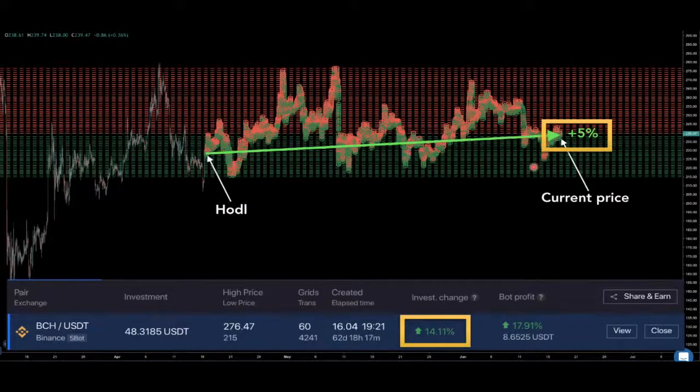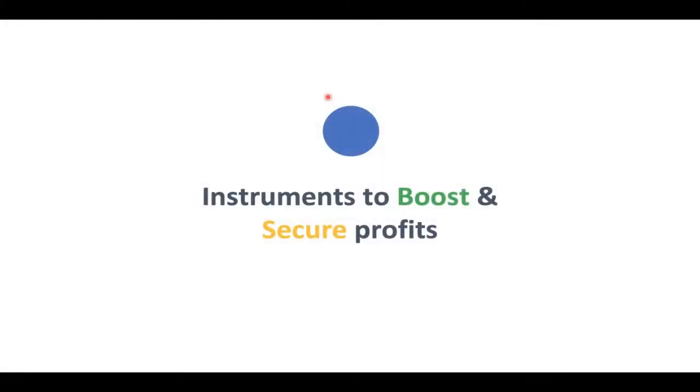And that is why automated trading algorithms at Bitsgap significantly outperform simple hodl strategy on the sideways market. So launching bots on the sideways market is actually what you are looking for in order to maximize your returns automatically. And now is the time to find out what are the instruments developed by Bitsgap to boost your trading results and to secure your profits.